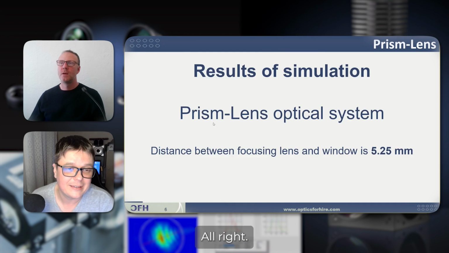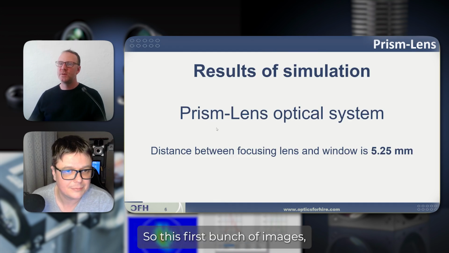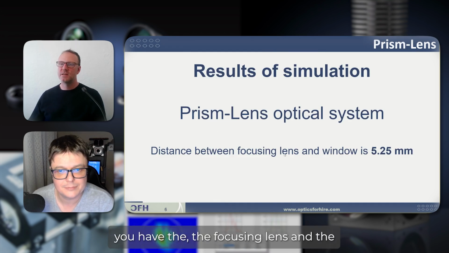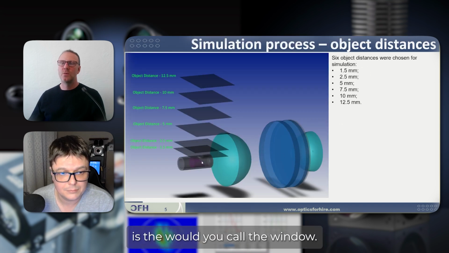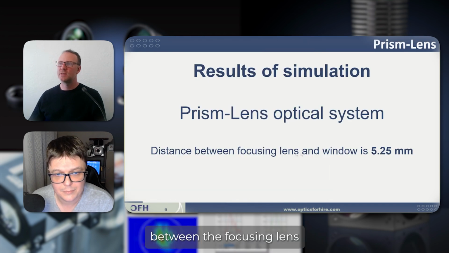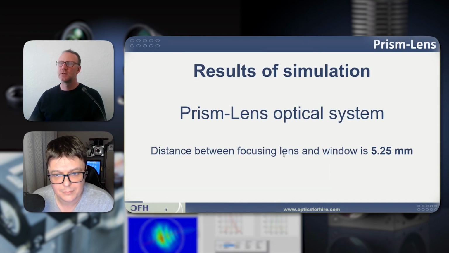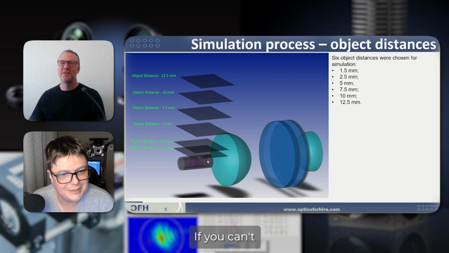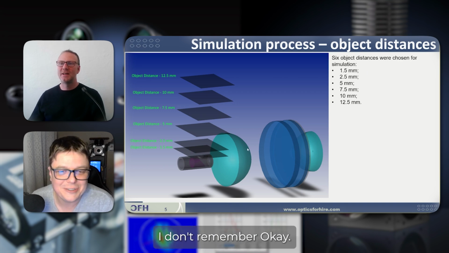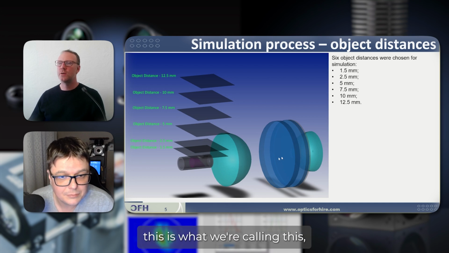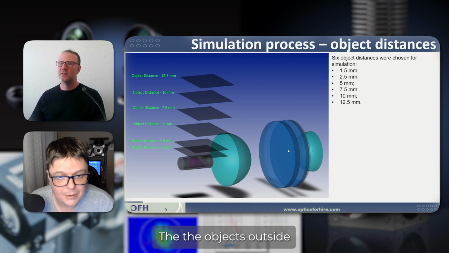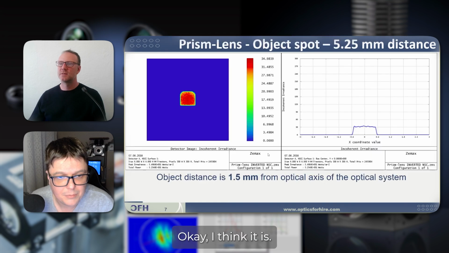Okay. All right. So this first bunch of images, you have the focusing lens and a window. So where in this layout is what you call the window? You said the distance between the focusing lens and the window is 5.2 millimeters. This is a good question. If you don't remember, it's okay. I don't remember exactly. This is the focusing lens, the optics outside on the other side of the fiber.